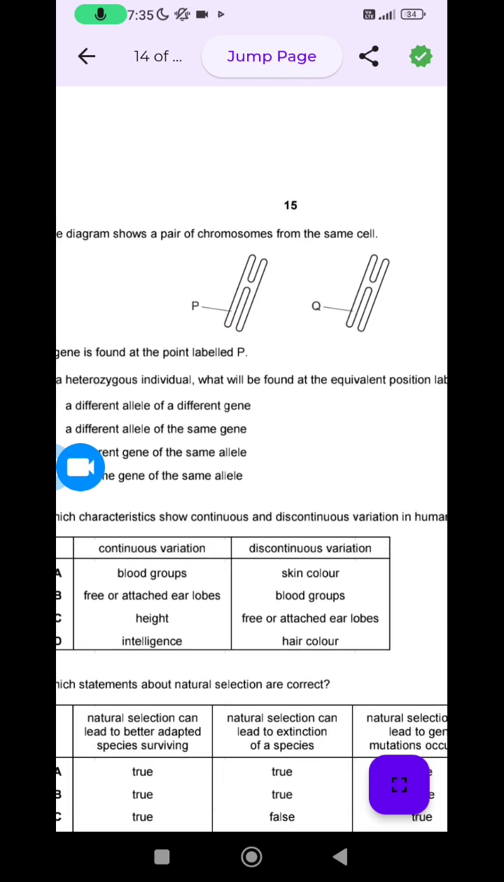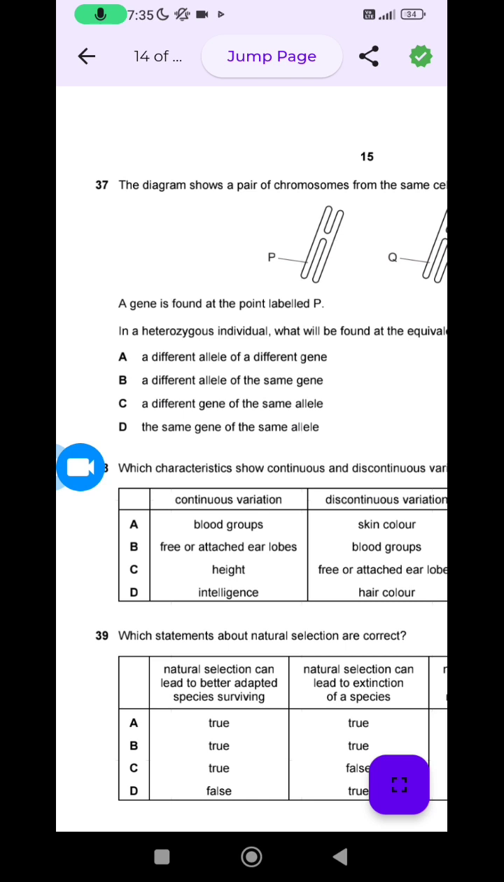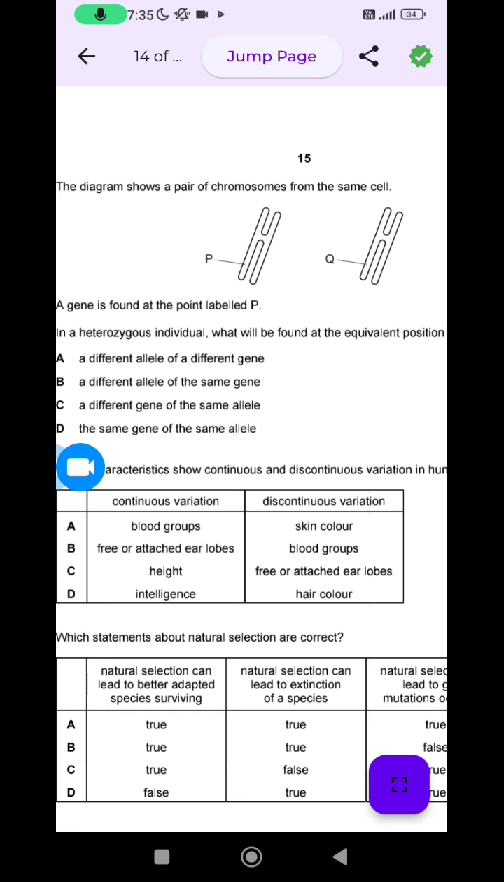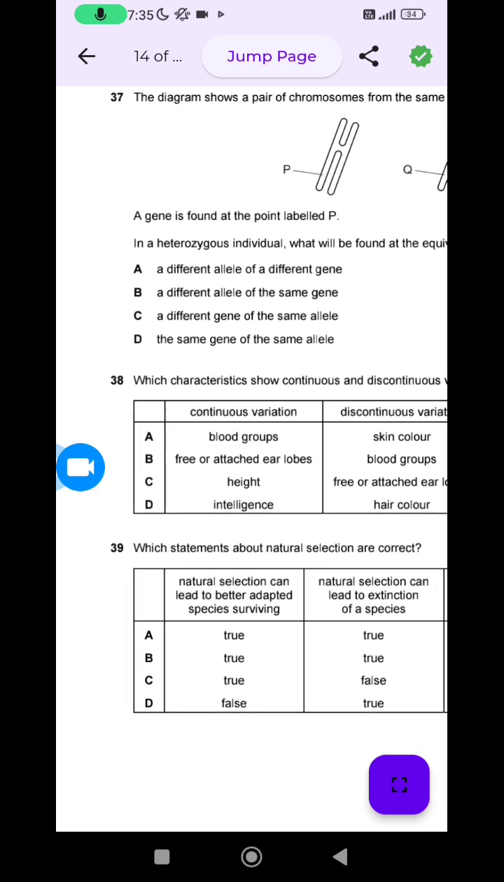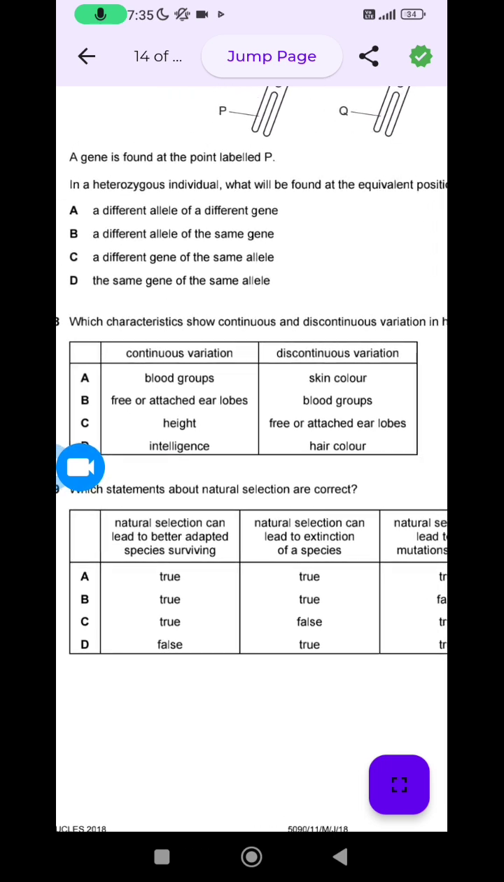As I said, the allele will be different of the same gene. It will be the same gene because they are present in the same position in the opposite chromosome. So the answer will be B, because same gene because same position, and different allele because it is a heterozygous individual. Which characteristics show continuous and discontinuous variation in humans?